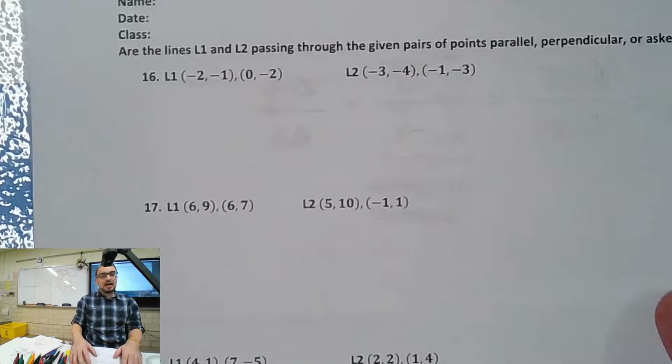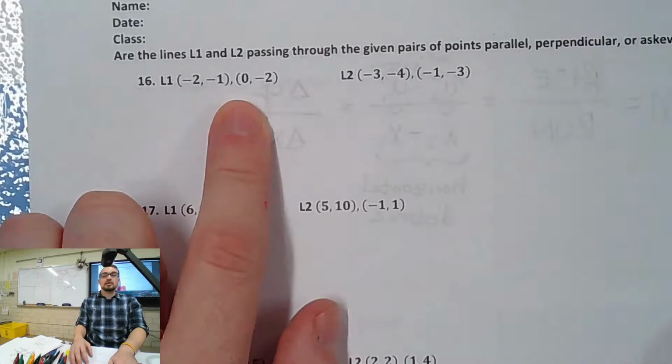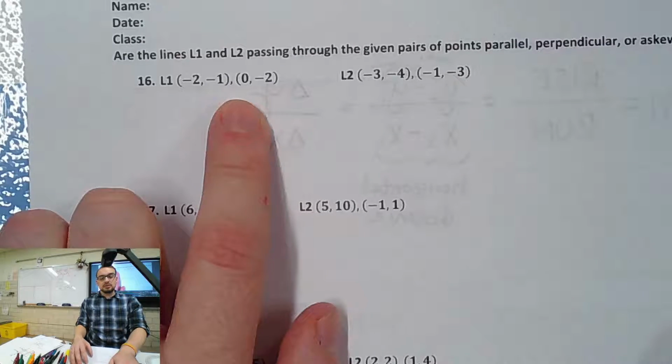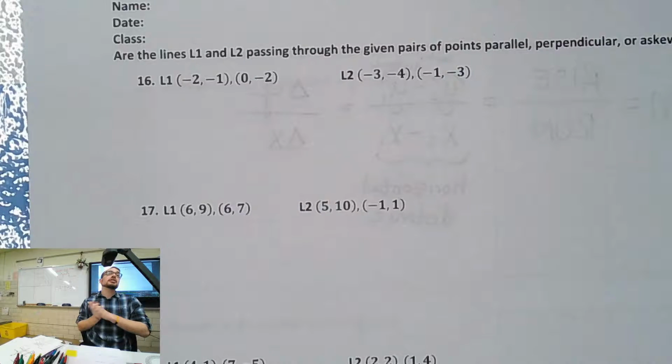Okay, they give you two lines, and the way they give you the lines is they give you 2 points that are on the line. And we want to tell whether they're parallel, perpendicular, or askew. Remember, askew just means that they intersect at some random angle, right? Because if they're not parallel, they're going to intersect at some point, right? So either we have really cool intersection, perpendicular, right?